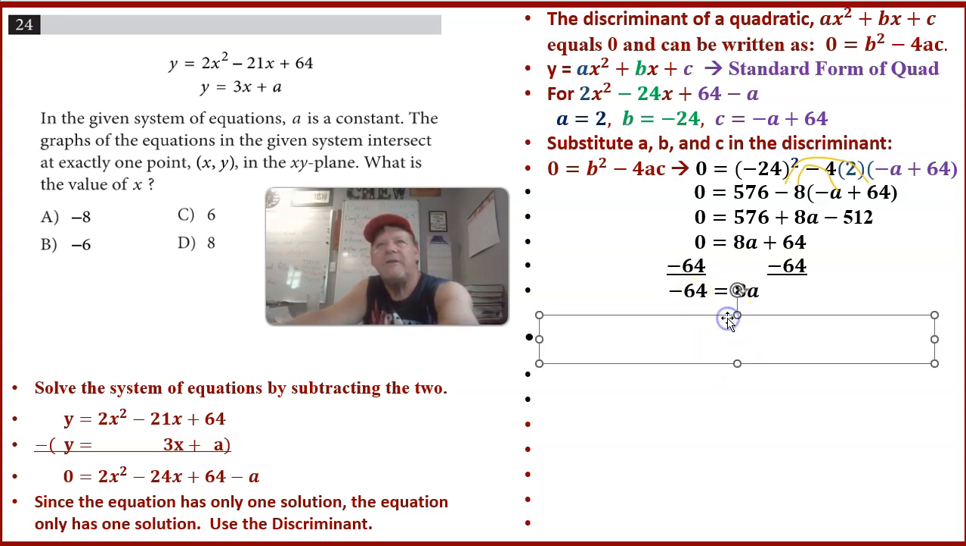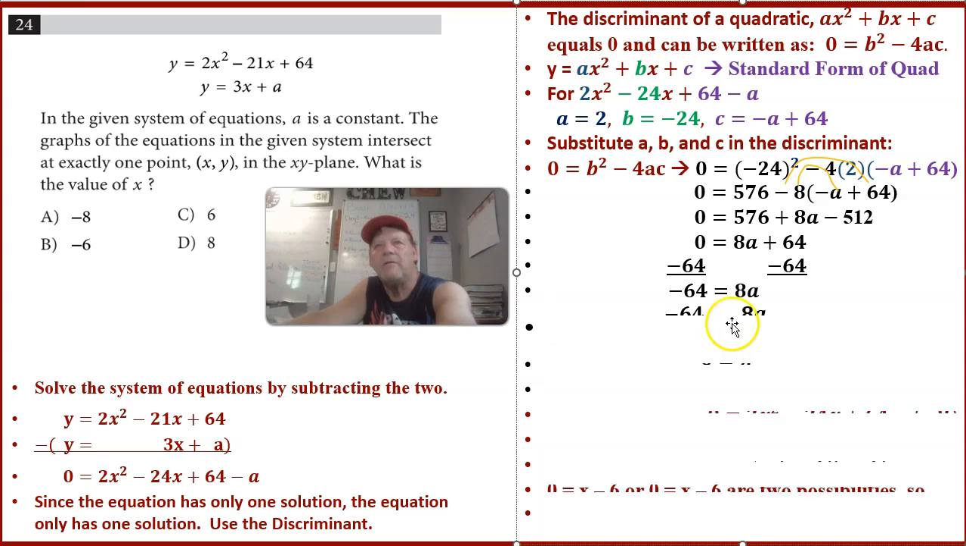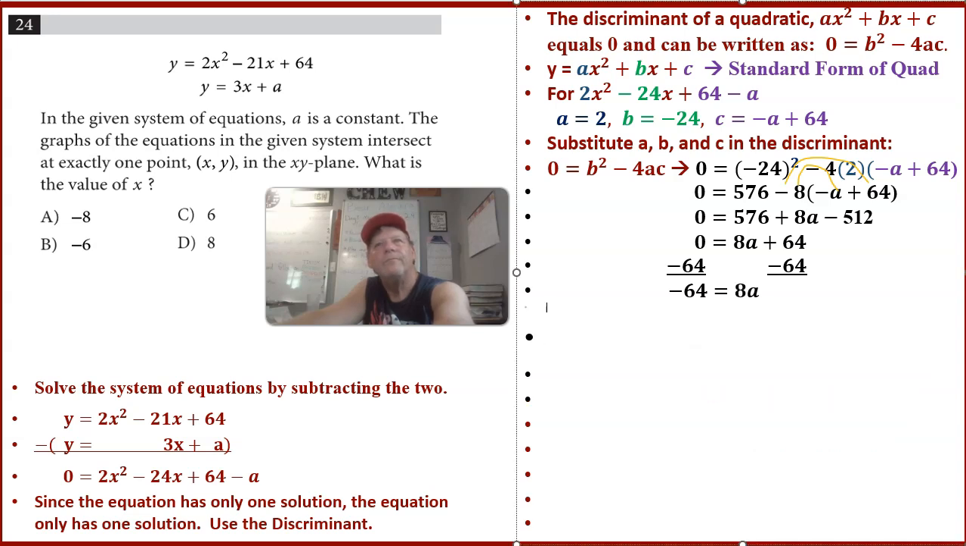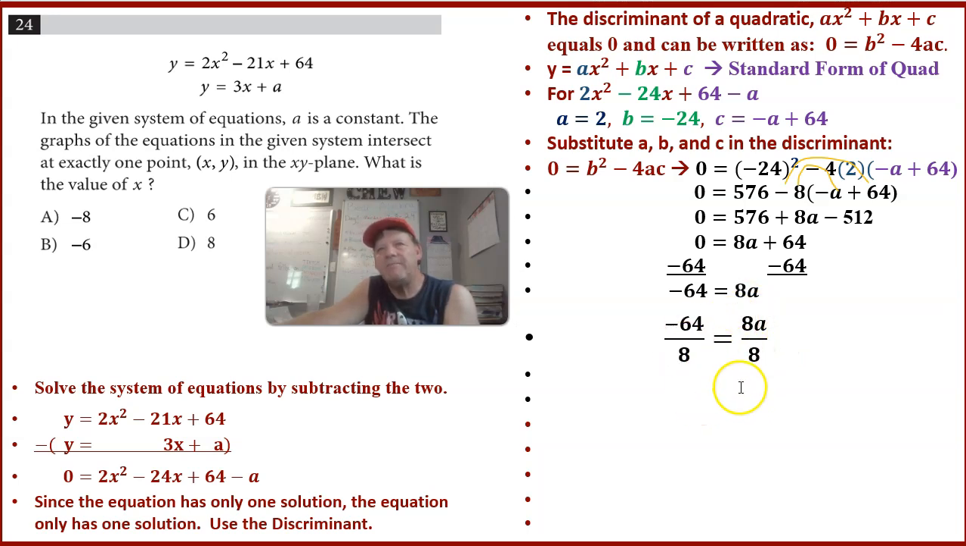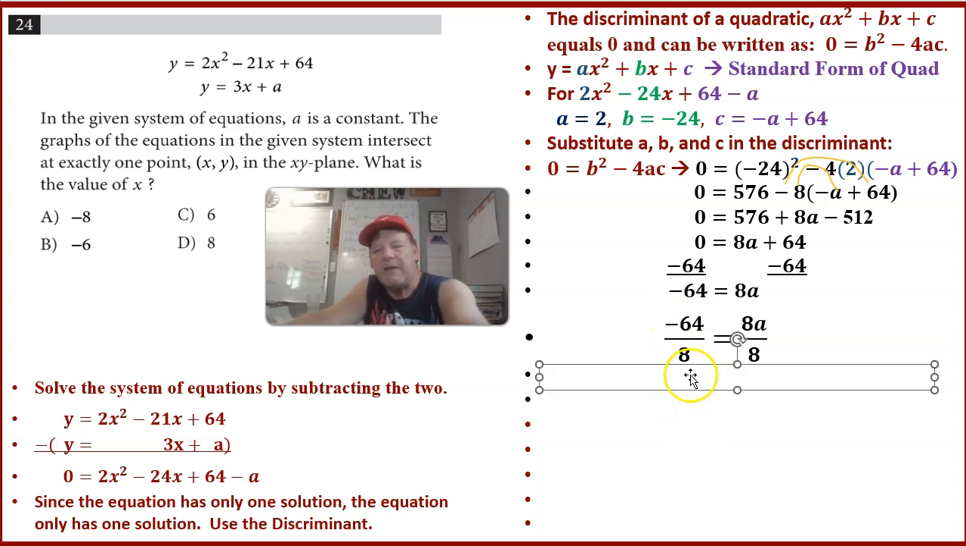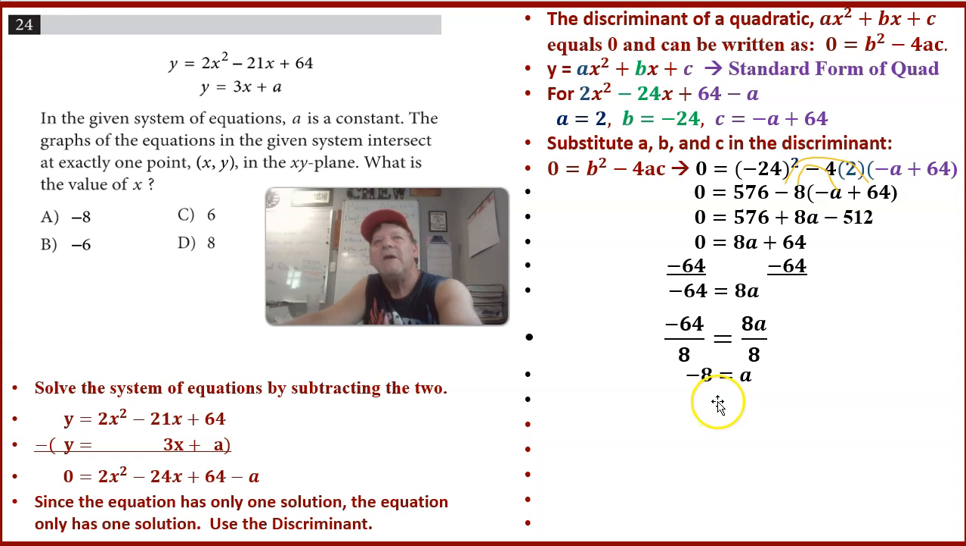I use the division property of equality. Divide both sides by 8. 8 over 8 cancels. And negative 64 divided by 8 is negative 8. And that equals A. But I'm not quite done yet.